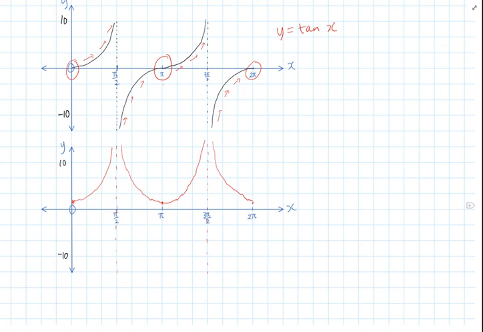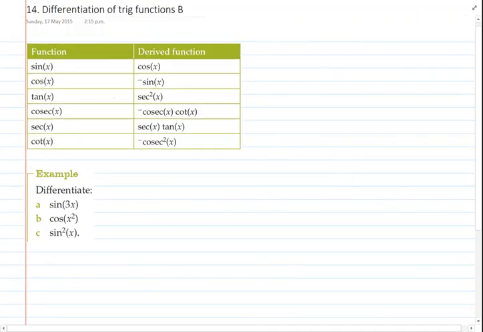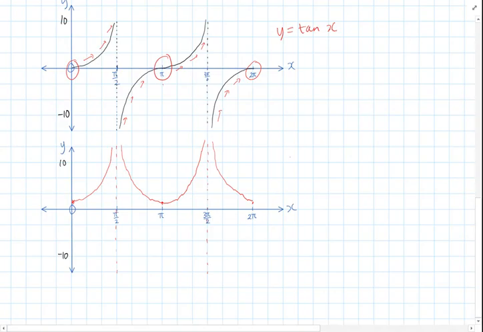And that graph there gives us, and I'll just show on the table here, sec squared x. And so the derivative of tan, the graph that is the derivative, or the gradient function of tan, is the same as sec squared of x. Okay, so quite an unusual graph.